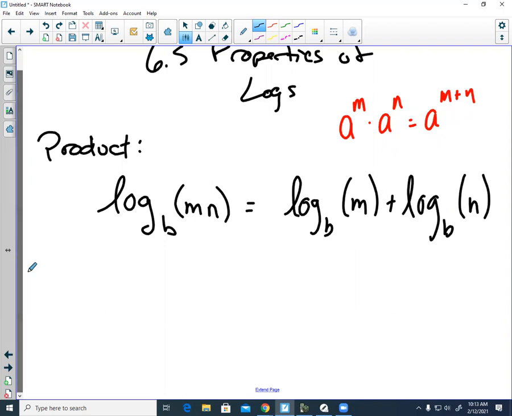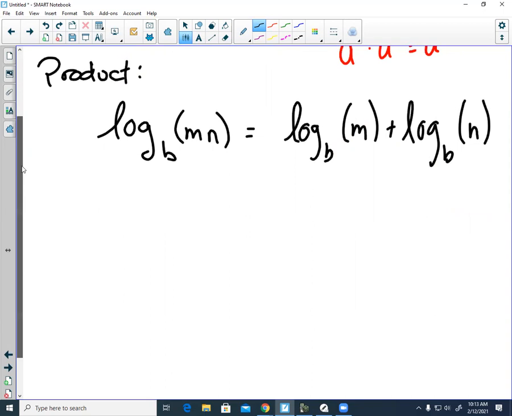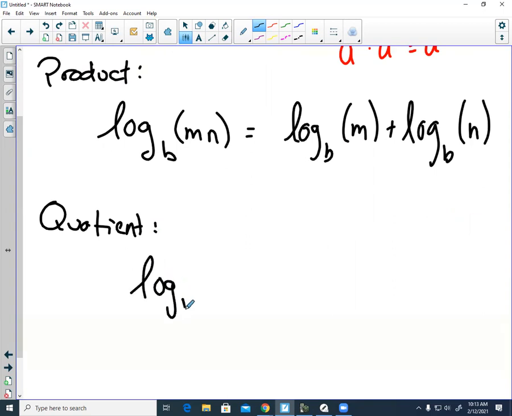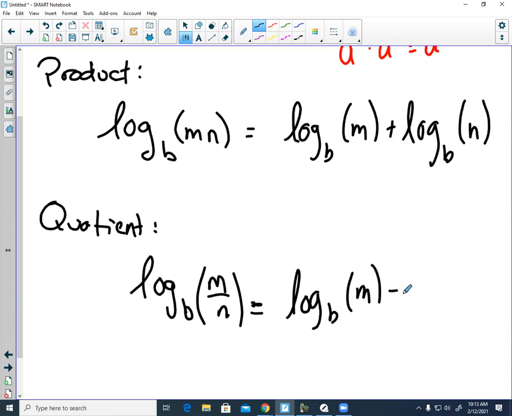The next one is the quotient property. Most of you should be able to figure out what the quotient property is going to have in it. It's going to have division in it first off. And when you think of dividing exponents, what do you do with the exponents? You subtract. So you already know the property that has to do with the log, and most of you could probably finish this before I even start. You could say log base b of m divided by n is equal to log base b of m minus log base b of n.